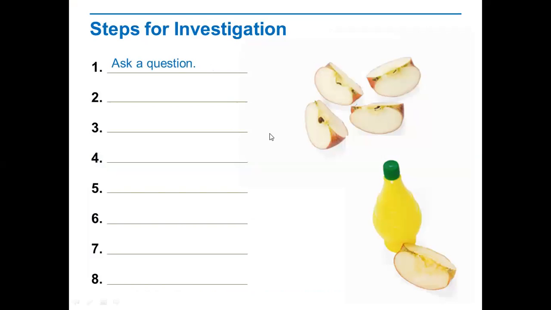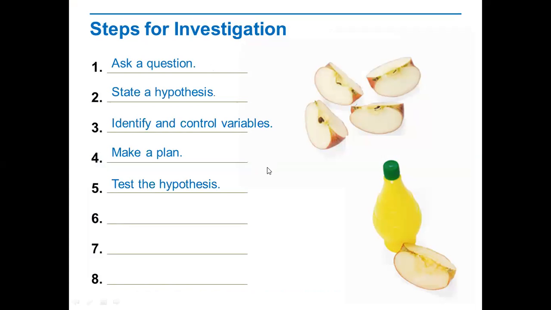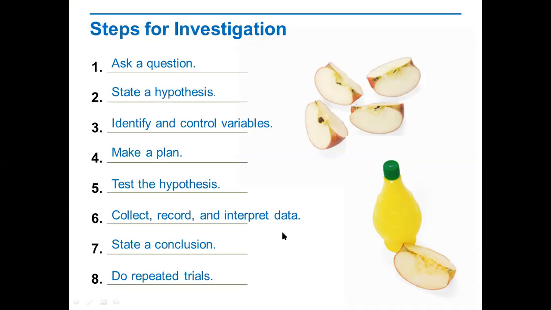Steps of investigation. Ask a question, state a hypothesis, identify and control variables. We have a control group, we give it the name control group. Make a plan: what I intend to do, what I'm going to do. Test the hypothesis. Collect, record, and interpret data. State a conclusion and do repeated trials. We'll do it again because one trial may not be enough. We can do 2 trials or 3 or 4 as you want.